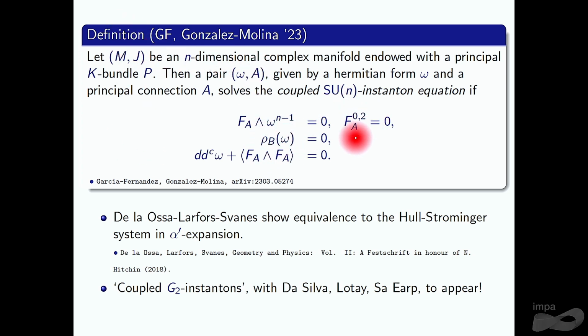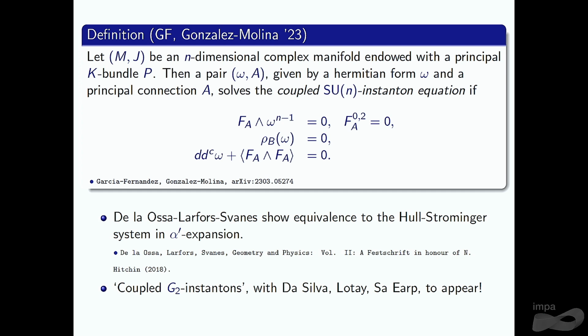So firstly, the connection needs to be Hermite-Yang-Mills with 0 degree. And secondly, the Hermitian form needs to have vanishing Bismut-Ricci. I'm going to explain what it is in a moment. Finally, and this is related to the complicated equation in the type 2b system, dd^c of omega, so d of the torsion, is going to be a well-defined smooth 4-form related to the first Pontryagin class of the bundle.